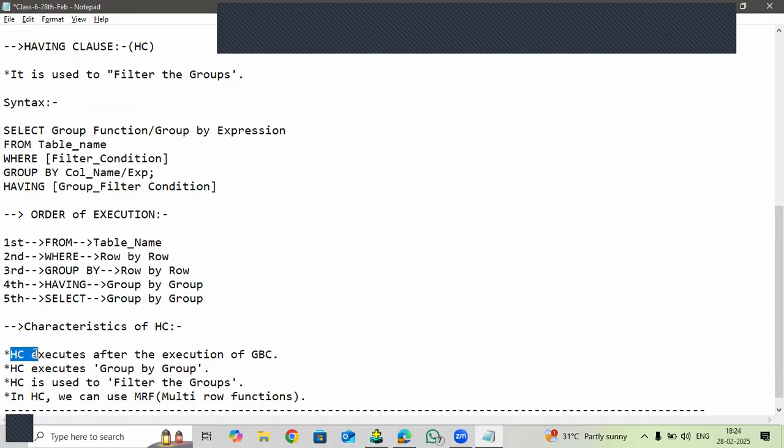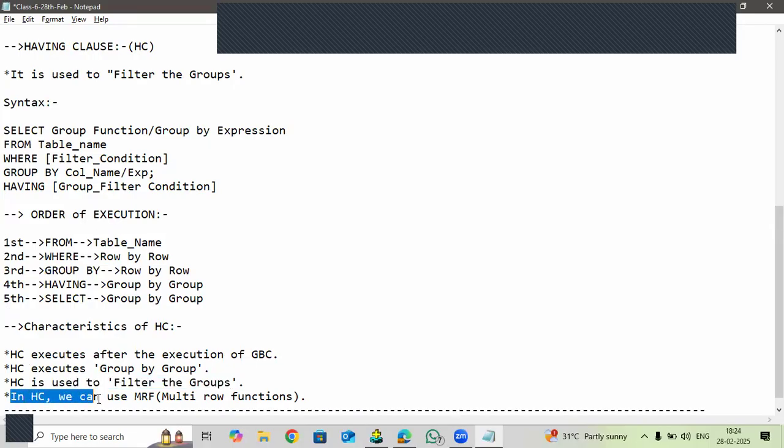I'll repeat. Having clause executes after the execution of group by clause, and it executes group by group. Having clause is used to filter the groups. So whatever the groups we have got with the help of group by clause, to filter those groups, we have to use having clause. I'll tell how to do it.